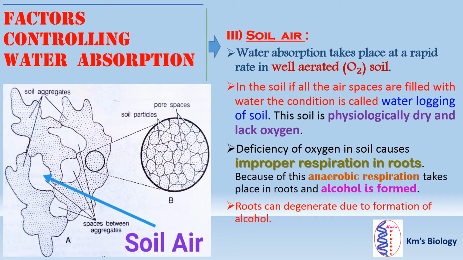The third factor is soil air. Water absorption takes place at a rapid rate in well aerated soil, that means oxygenated soil. In the soil, if all the air spaces are filled with water, the condition is called waterlogging of soil. This soil is physiologically dry and lacks oxygen. Deficiency of oxygen in soil causes improper respiration in roots. Because of this, anaerobic respiration takes place in roots and alcohol is formed. Roots can degenerate due to formation of alcohol.